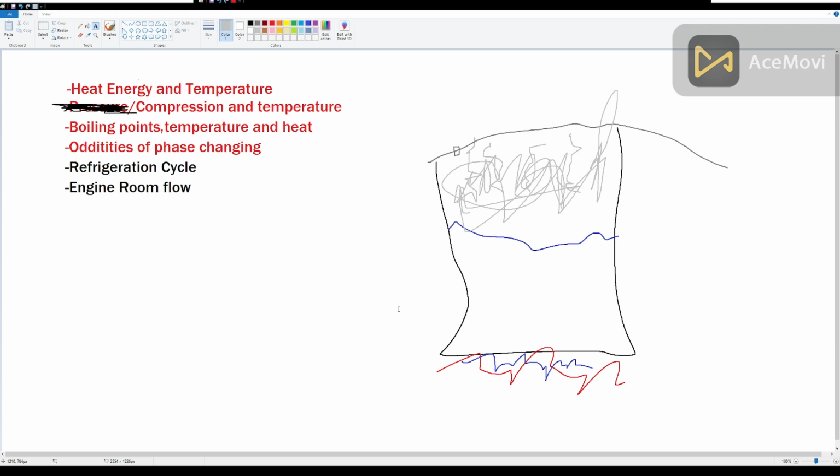I think we're good. I think we're going to step on to oddities of phase changing, because this is where lots of things might really come together for you, and why are you teaching me these random points? I think oddities of phase changing are really going to bring it together.